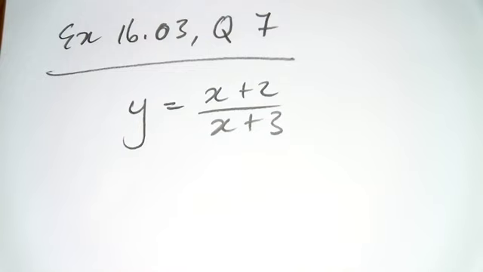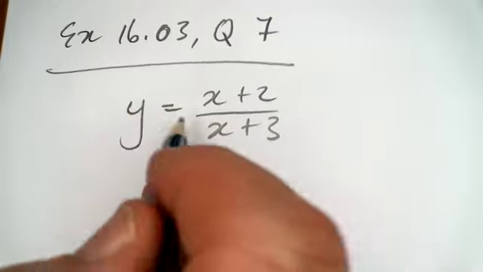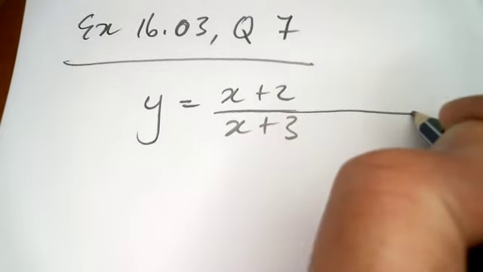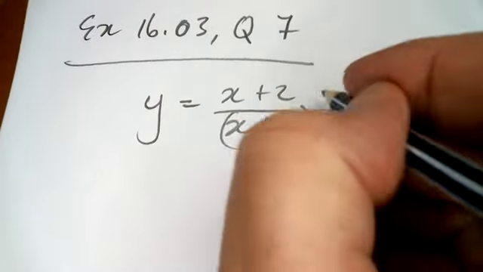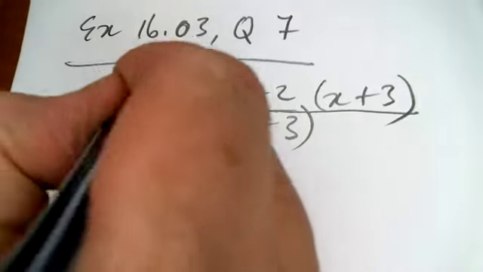Okay, this is a nice one. Exercise 16.03, question 7. Again, we're making x the subject. So to start with, I want to get rid of the denominator. This is a difficult thing to deal with, a denominator. So we're going to extend the vinculum, and I'm going to multiply both sides by the denominator, x plus 3.